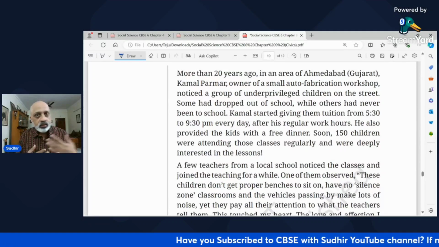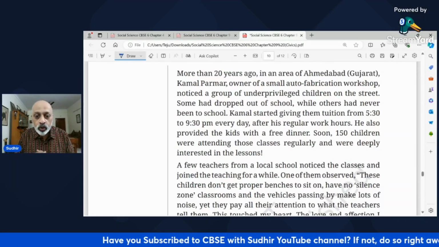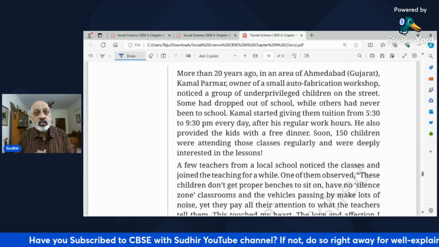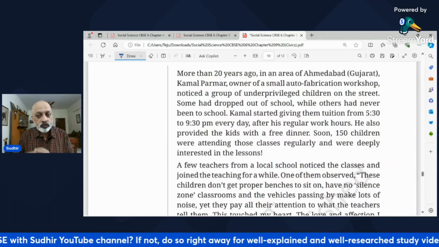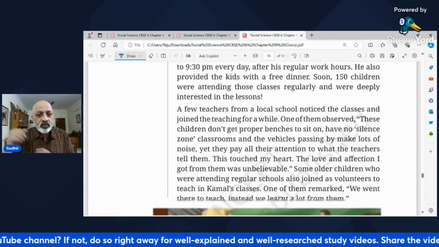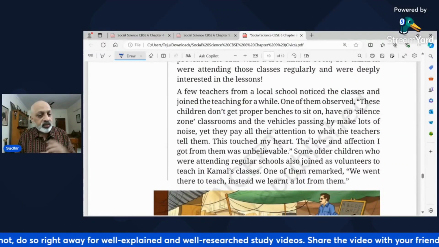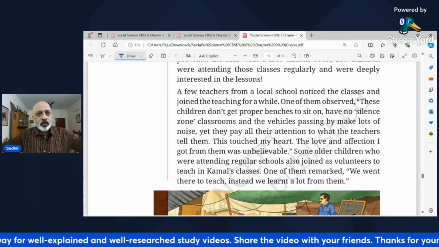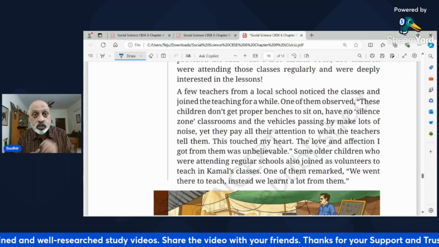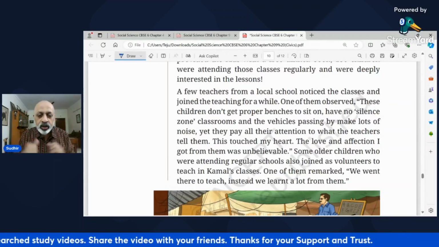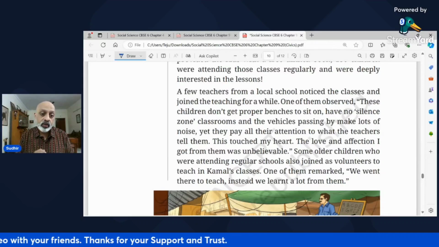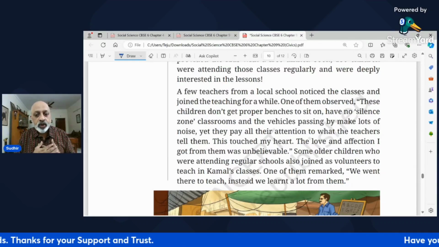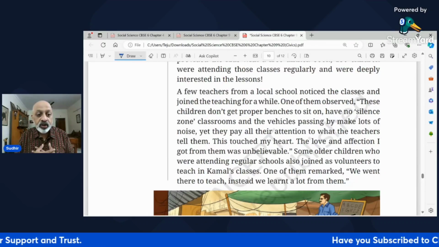Some other teachers from another local school noticed the classes which were happening in the evening, and they also joined the teaching for a while. And one of them said, these children don't even get proper benches to sit. They have no silent zone because there is traffic all over. The vehicles passing by make a lot of noise, honking noise. Yet they pay full attention to what Kamal sir is teaching. That touched my heart, and the love and affection I got from them was unbelievable.